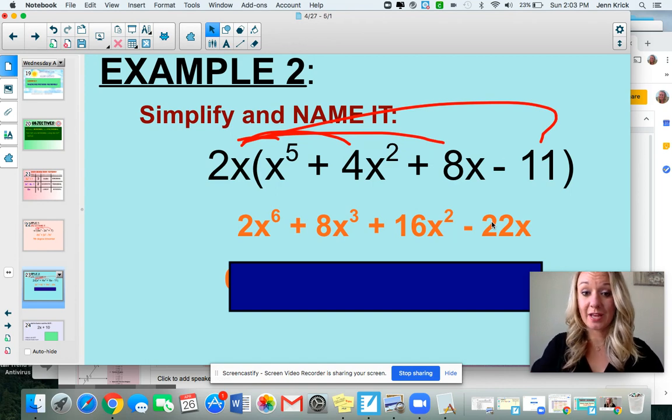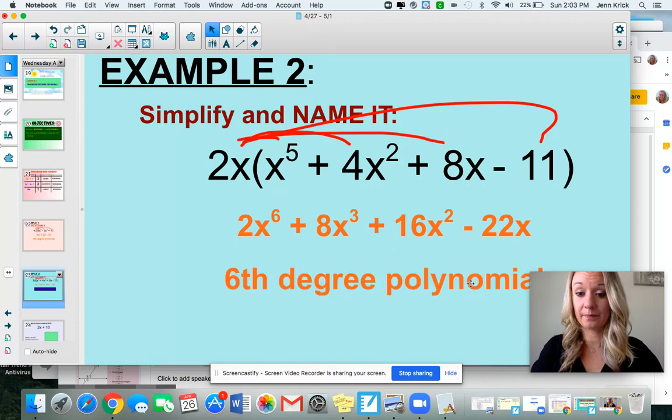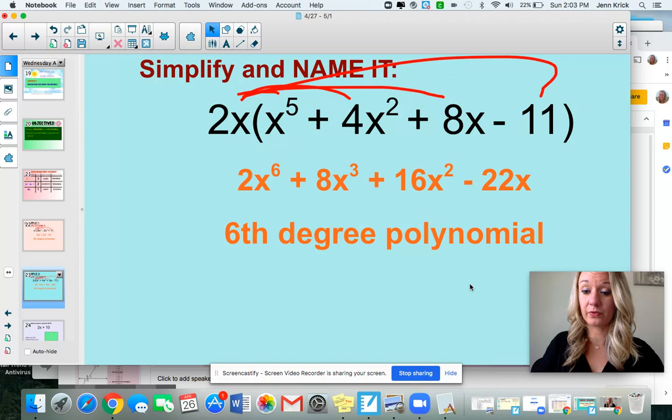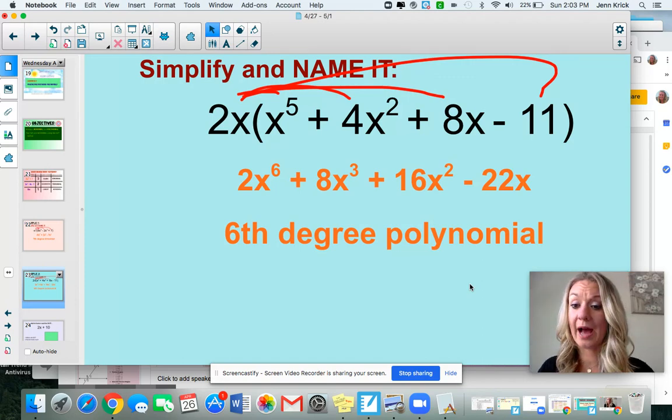Now to name it, look for your highest exponent. I see 6, so that's going to be a 6th degree. Because there are 1, 2, 3, 4 terms here, it's going to be a 6th degree polynomial. Remember, anything over 3 terms means that we're going to be using the word polynomial as opposed to monomial or binomial.